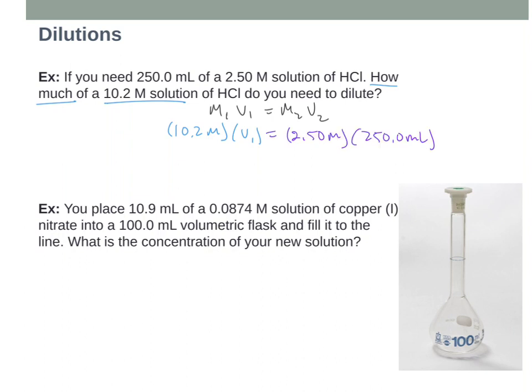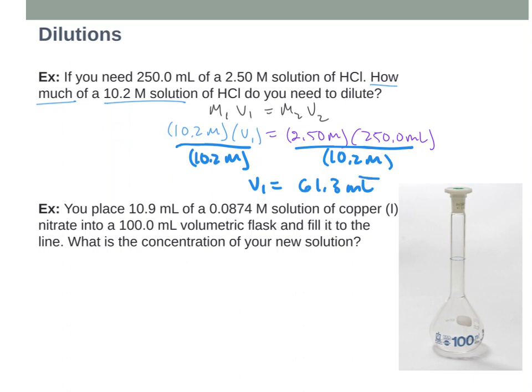And then again, you just do your algebra. So I'm going to divide each side here by 10.2 molar, which is going to give me that V1 equals 61.3 milliliters. That's my product. So apparently I need to take 61.3 milliliters of that 10.2 molar solution, that more concentrated solution, and I'm going to dump it in something, and I'm going to dilute it up to 250 milliliters so that I get a 2.5 molar solution. That's what that number is telling me.